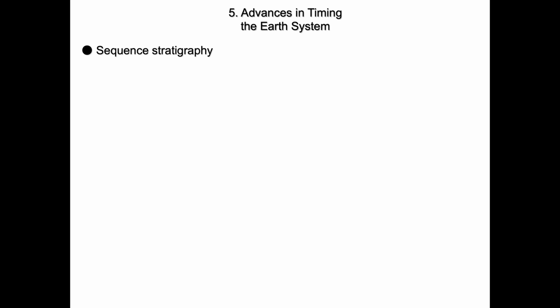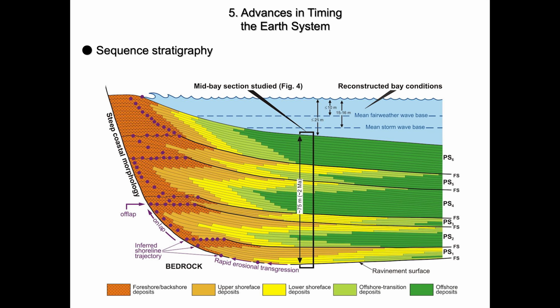Advances in the timing of the Earth system include the development of sequence stratigraphy. A well-characterized sequence of rock in one location is going to provide very strong clues to the sequence of rocks in another location nearby. The closer the location, the more likely they'll be similar or even identical.